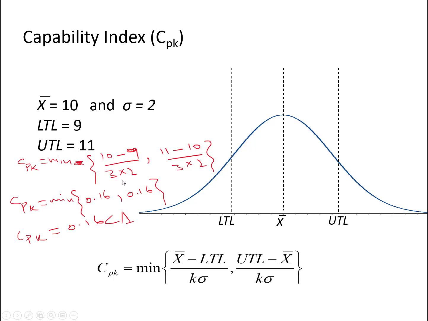If it is not capable at 3 sigma, the process will not be capable for 4 sigma, 5 sigma, or 6 sigma. Maybe it will be capable for 2 sigma. So you can also check it for 2 sigma. For the assignment, you also need to check it for 2 sigma.